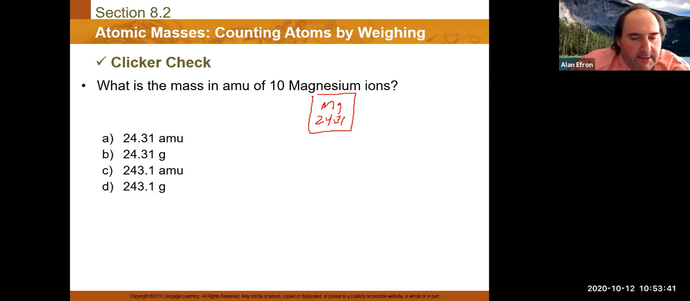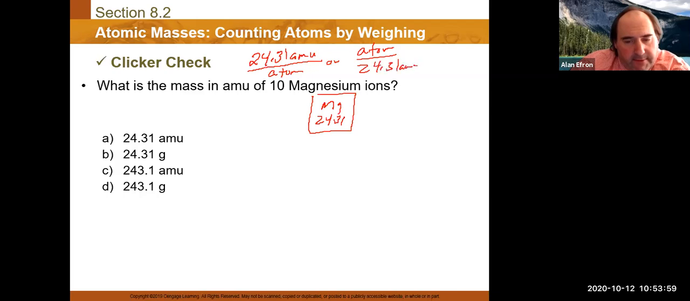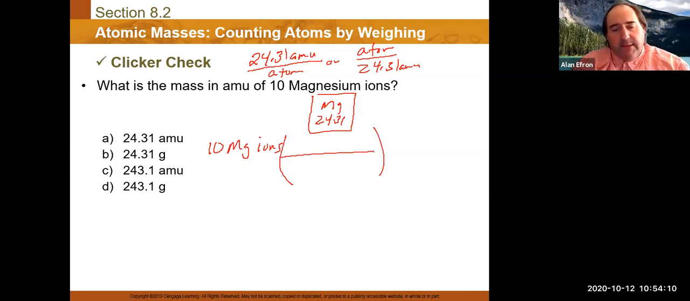Okay, so let's take a look. So again, here we can use this as a conversion factor over an atom. An atom is 24.31 AMU. So here we got 10 magnesium ions. And again, in this case, we can use that as a conversion factor.